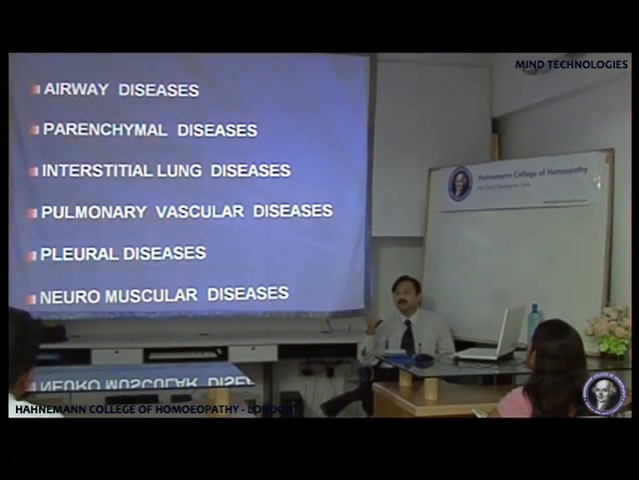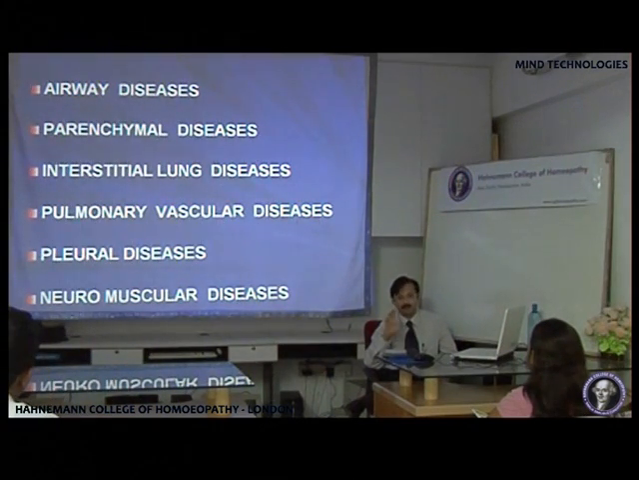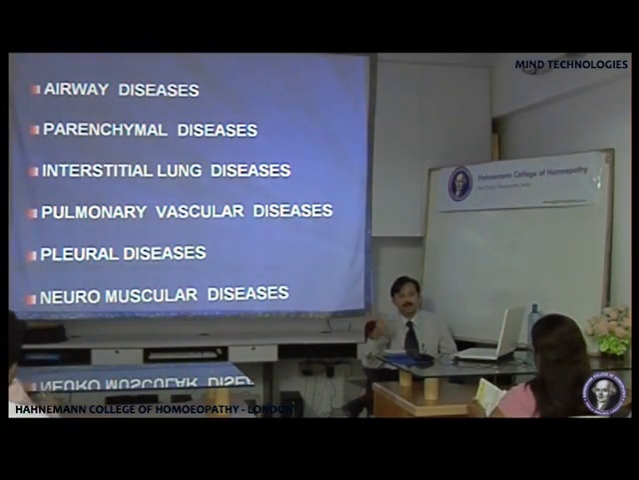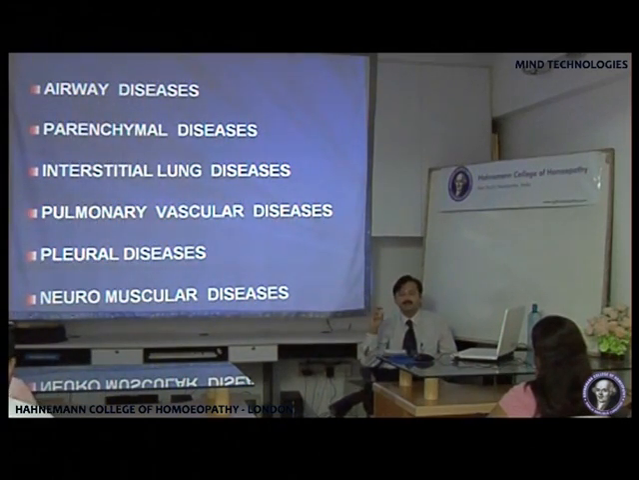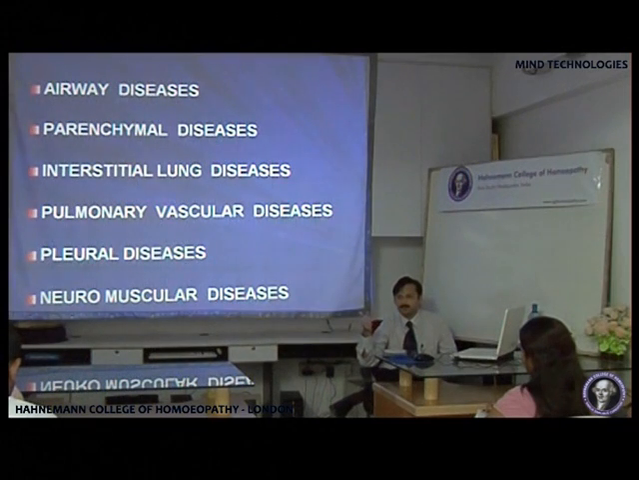Now putting all this together, the investigations together, we have to go into the symptoms. Whoever is noting it down should note this down, because this is very important. Whatever the talk is going to be is based on this slide. So any symptom, any disease or any complaint of the patient has to be segregated into 6 parts. One is whether it's an airway disease.